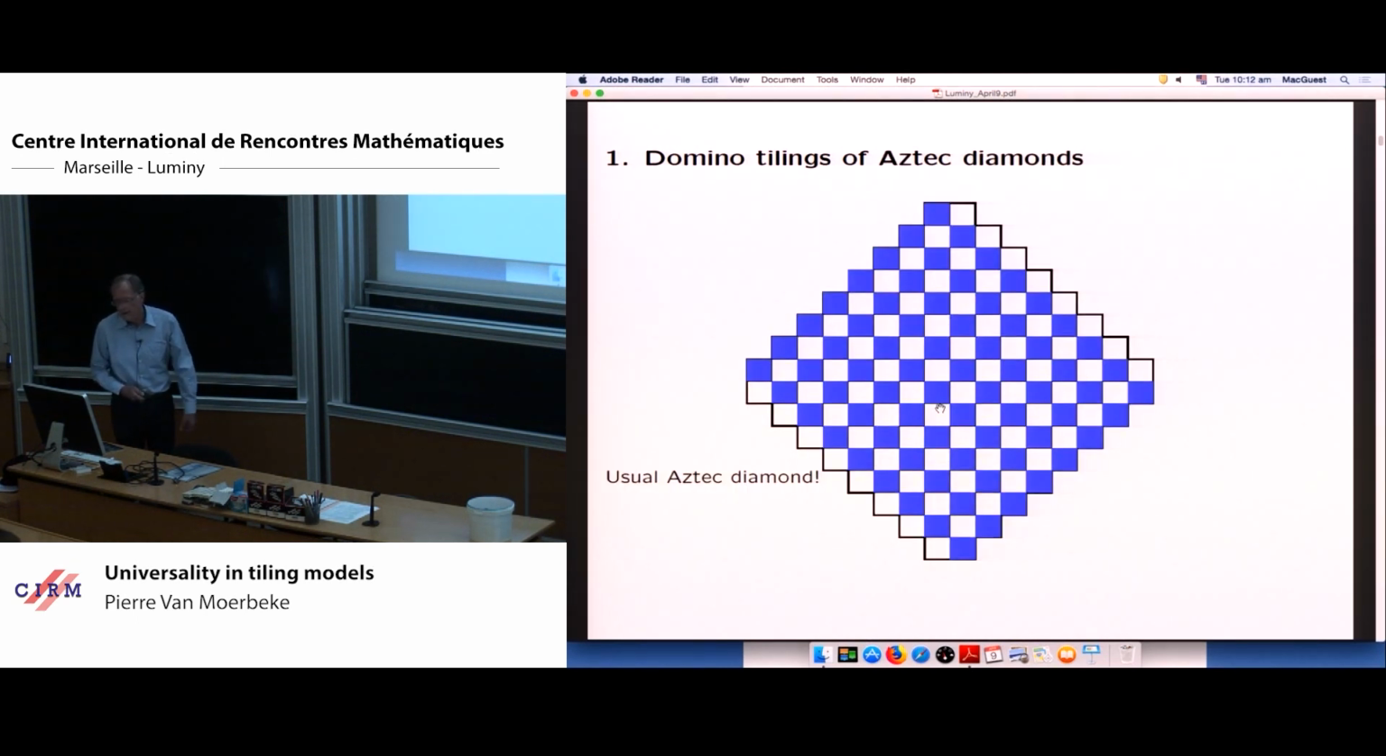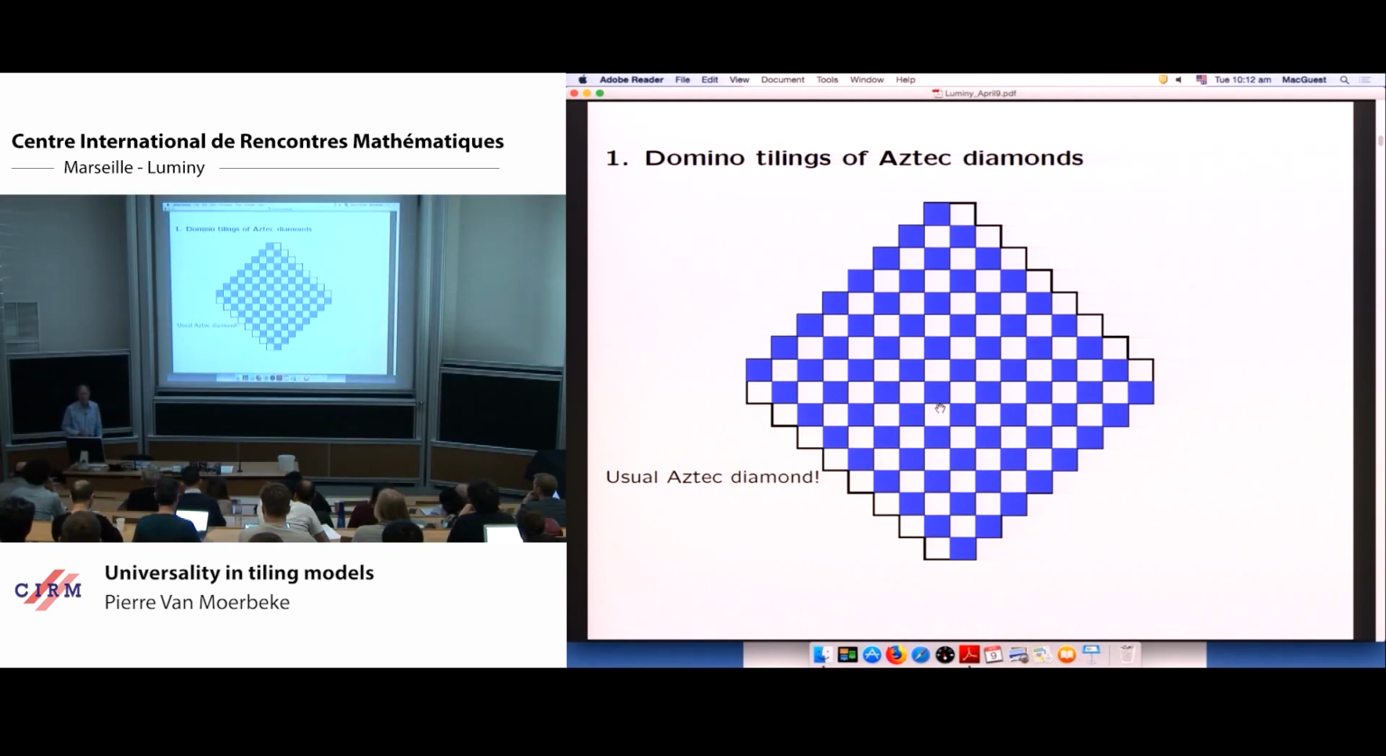So, as I say, let me go back in time a little bit. That is called an Aztec diamond, okay? And you want to tile that with dominoes in a certain way. There are many questions that you can ask about that. What we are interested in mainly is what happens when this becomes very large, because then you see certain phenomena that you might not expect, intuitively.